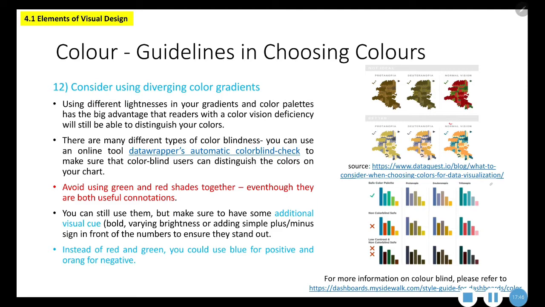Instead of red and green, you could use blue for positive and orange for negative. Sorry, this is a spelling mistake. But do not use orange and red together, because orange is lighter than red and they look similar. The combination of blue and orange is okay, rather than red, orange and green, because as we know, red and green are the two colors that are problematic for colorblind people.